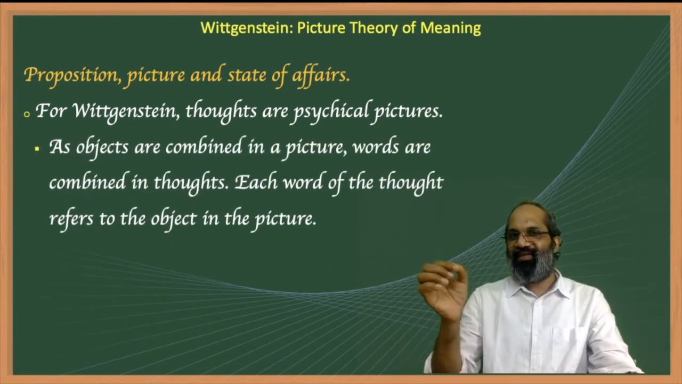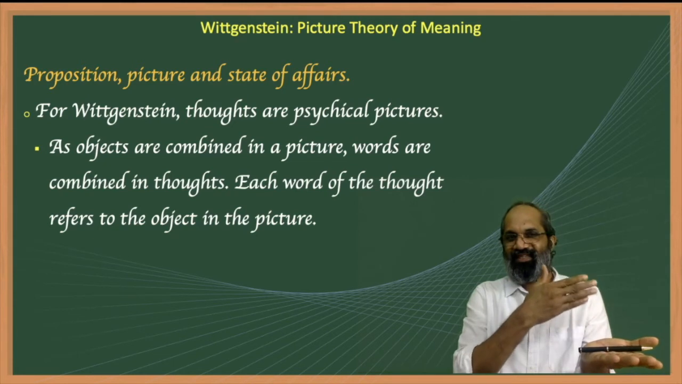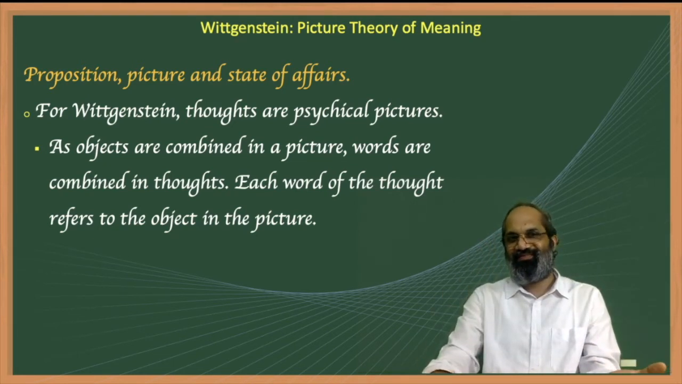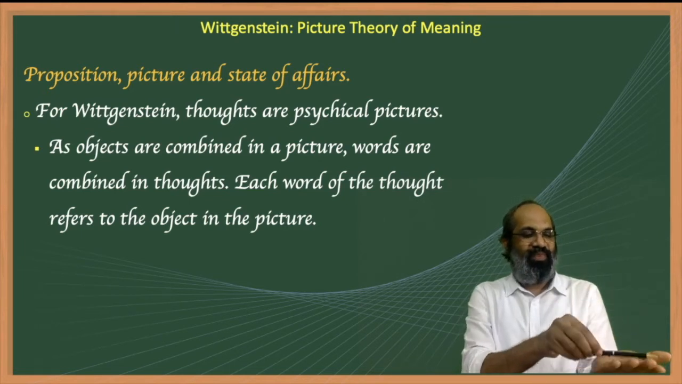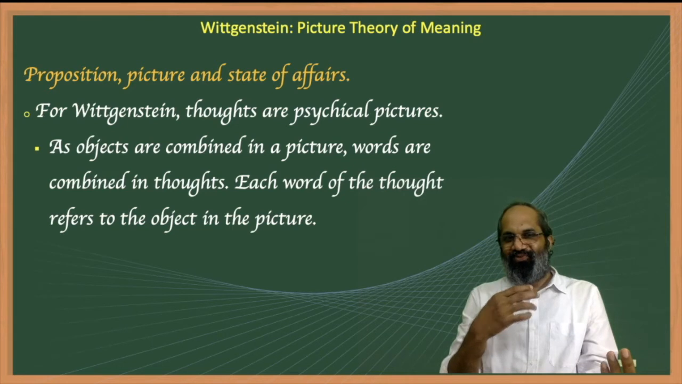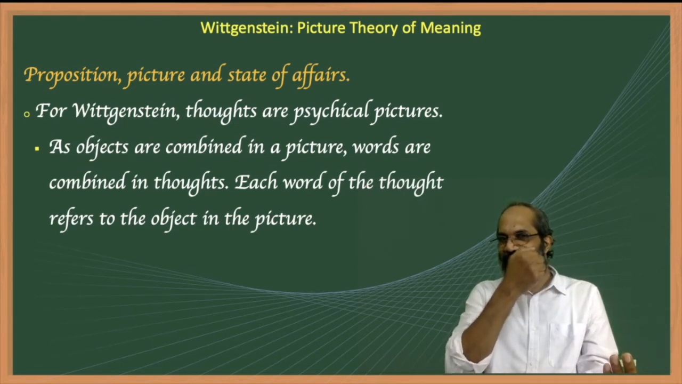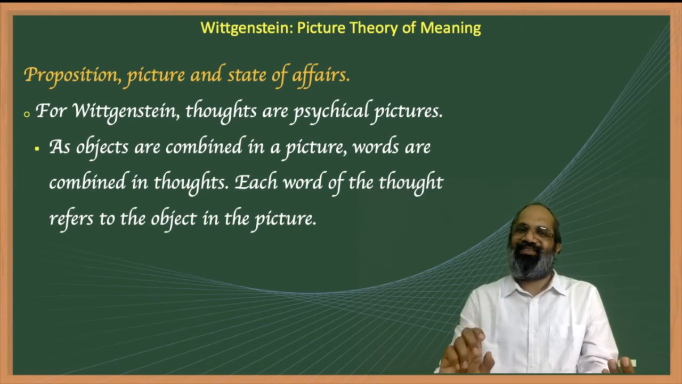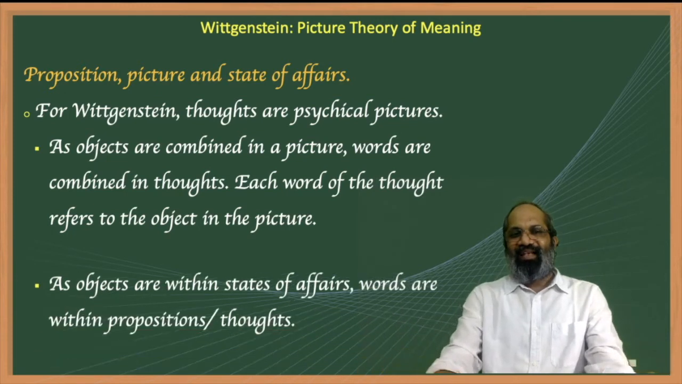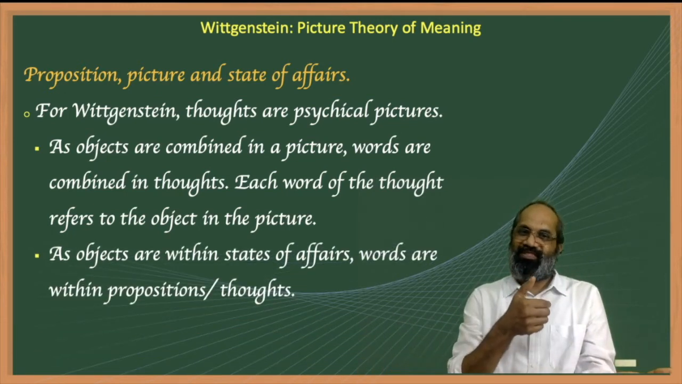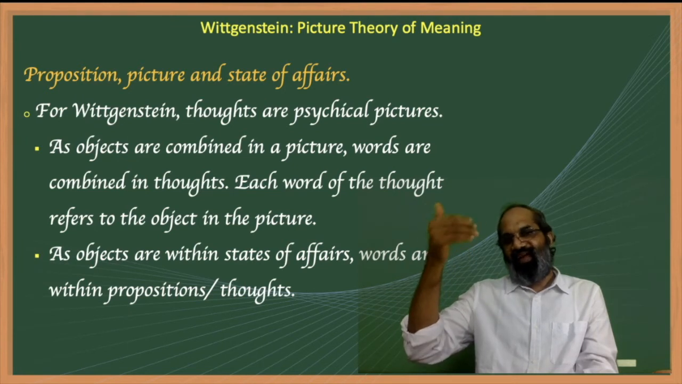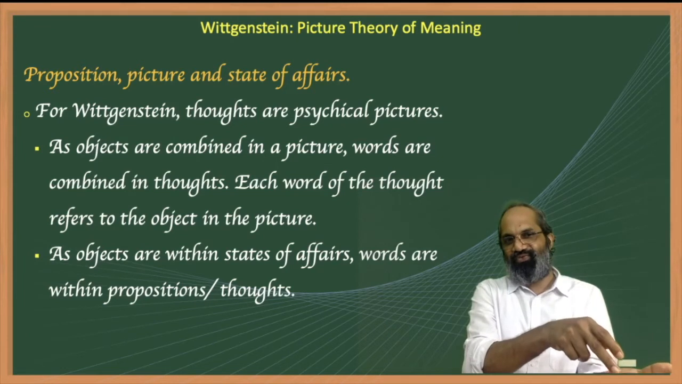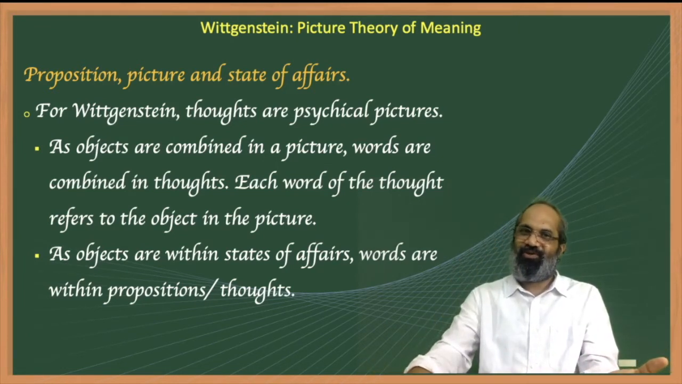And as objects are combined in a picture, if you draw the picture of this, you can see that the objects are combined in the picture, and words are combined in thoughts. Each word of the thought refers to objects in the picture. If I draw a picture of the pen on my hand, and if I think about that, then each word of the thought, for thinking we require language, refers to objects in that picture. So, as objects are within a state of affairs, the words are within propositions or thoughts. There is no difference between a proposition and a thought, as we have seen in Frege, and that thought is a psychical picture. And as objects are related in a state of affairs, in the same way words are related within propositions or thoughts.